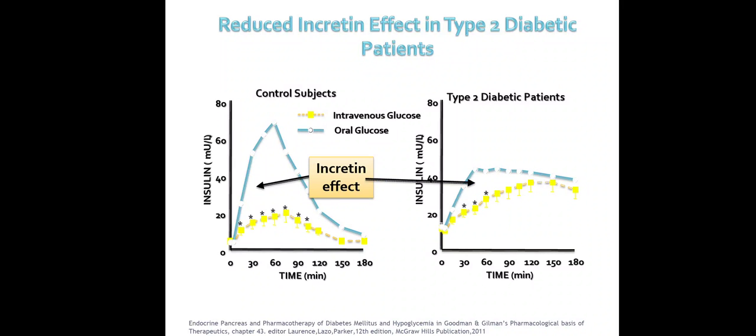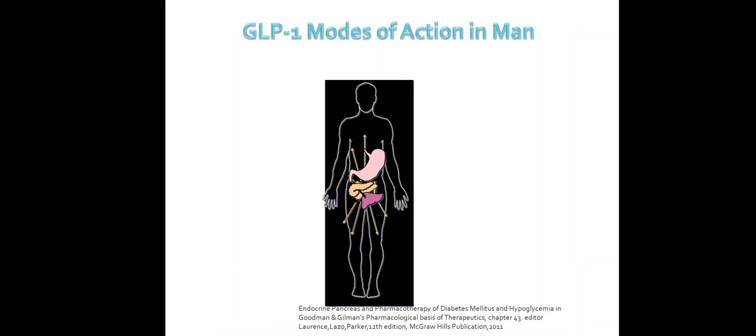In this picture again, you can see that there is an incretin effect which produces an increased insulin response on oral glucose, which is seen in the first graph in blue, as compared to the intravenous glucose, which is yellow. And this incretin effect is seen to be diminished in type 2 diabetic patients. So there is a decreased insulin production after an oral glucose as compared to control subjects.